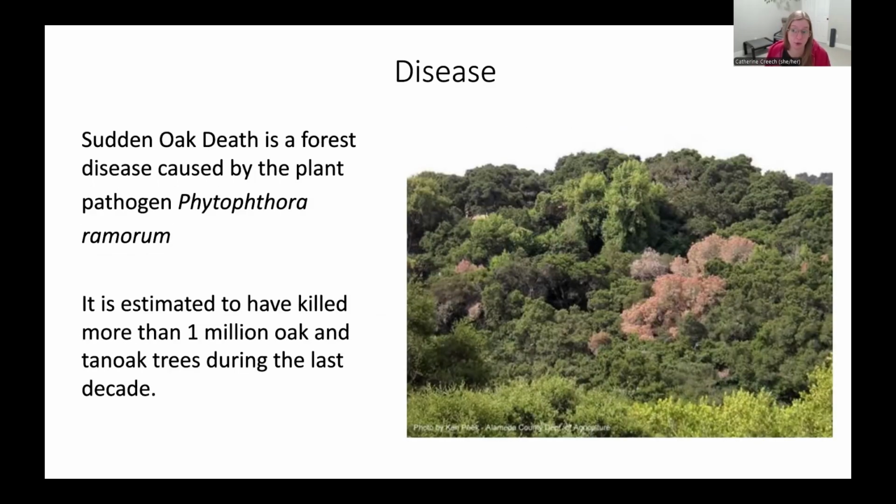We also have sudden oak death. So disease affects plants as well. This sudden oak death is caused by a pathogen, and it's estimated to have killed over 1 million oaks in the last decade. That's only 10 years. When it gets into a place, it just goes right up under their bark and infects them, killing them. So we have a picture here showing us the sudden oak death in Alameda, California, which is in the Bay Area.